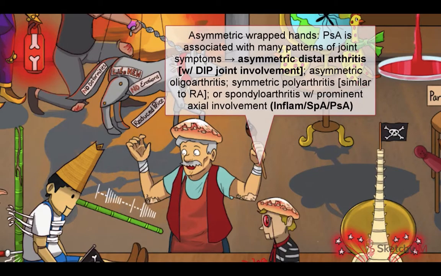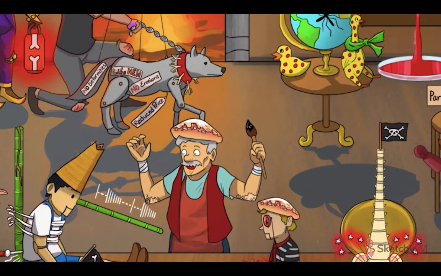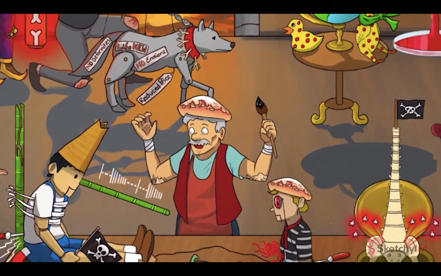Psoriatic arthritis is associated with many different patterns of joint symptoms. It can present as an asymmetrical distal arthritis with DIP joint involvement, an asymmetric oligoarthritis, a symmetric polyarthritis similar to RA, or a spondyloarthritis with prominent axial involvement. In fact, these patterns often overlap, and patients who present with one pattern can develop a whole new pattern later in the course of the disease. Since an asymmetrical distal arthritis involves the MCP, PIP, and DIP joints, we've asymmetrically wrapped his fingers because of the usual day-to-day woodworking-related injuries.